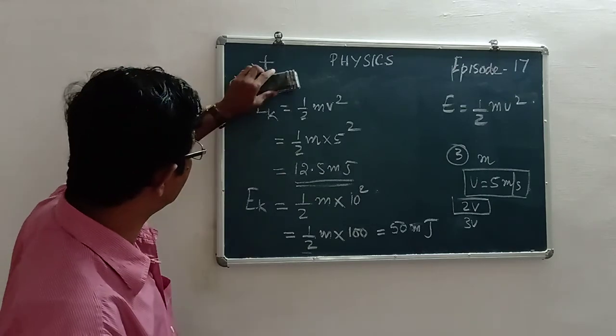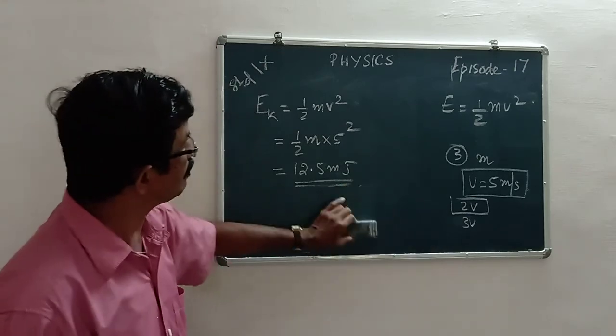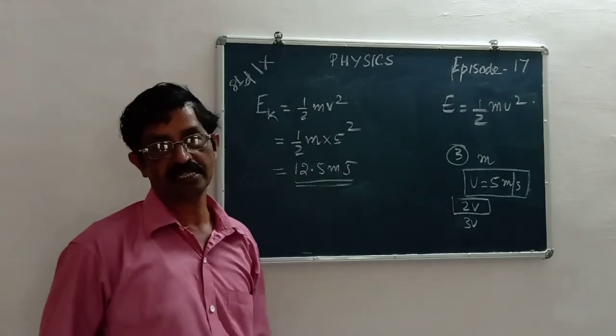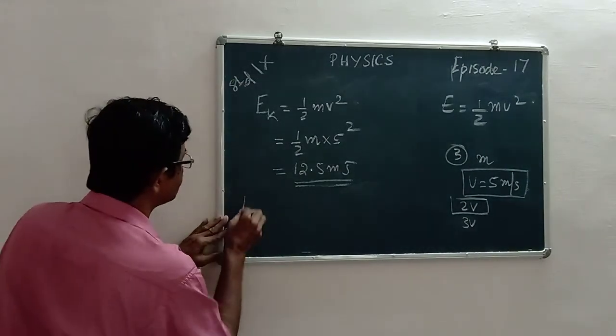Now another case: when the velocity becomes tripled, that means 3 times, we can find out the kinetic energy.